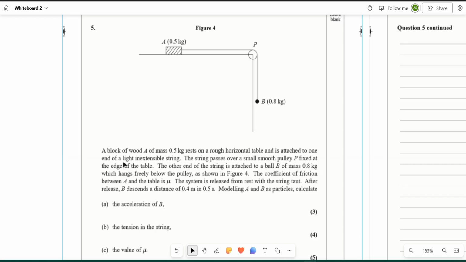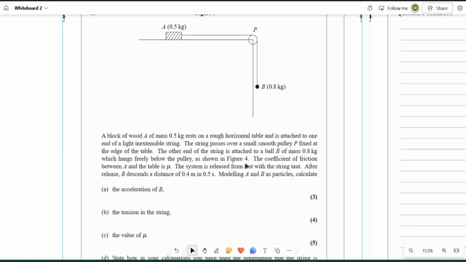And it is attached to one end of a light inextensible string. Light: tensions are equal on both sides. Inextensible: accelerations are equal. The string passes over a small smooth pulley P fixed at the edge of the table. The other end of the string is attached to a ball B of mass 0.8 kilograms, which hangs freely below the pulley, as shown in figure 4. The coefficient of friction between A and the table is mu. It's not given as a number, it's just given as mu. The system is released from rest with the string taut.